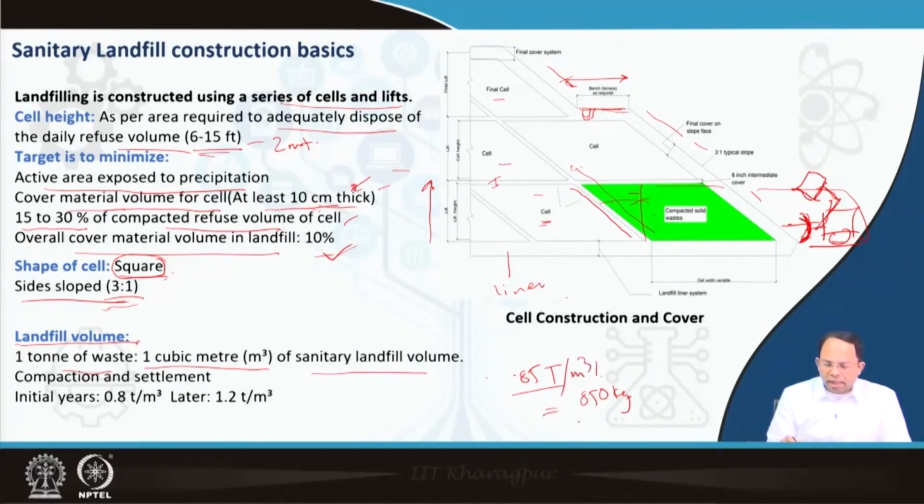So this is the initial compacted density of waste. During the initial years, it's something around 0.8 tons per meter cube. But in subsequent years, because of compaction, because of vehicles moving on top of it, it becomes around 1.2 tons per meter cube during the final stages. So roughly we can say during the average period, or during the middle years of the landfill, the volume required is something around 1 cubic meter for every ton of waste. So that's the rough density of the landfill site.